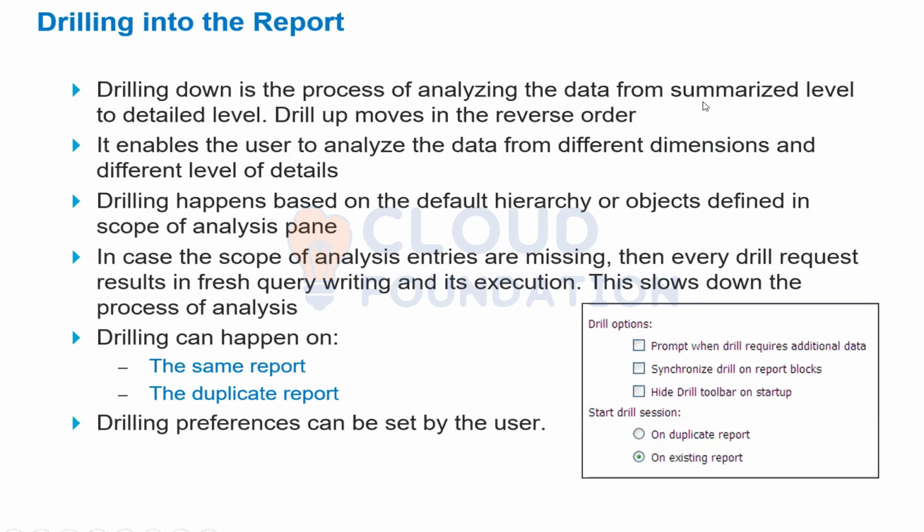Drilling down is a process of analyzing the data from summarized level to detailed level, like from country to state. Drilling down means going from high level to detailed level. Drill up is the reverse of it, from low level to high level. It enables users to analyze the data from different dimensions and different levels of detail. It happens based on the default hierarchy or objects defined in the scope of analysis pane. Drilling can happen in the same report or in a duplicate report.